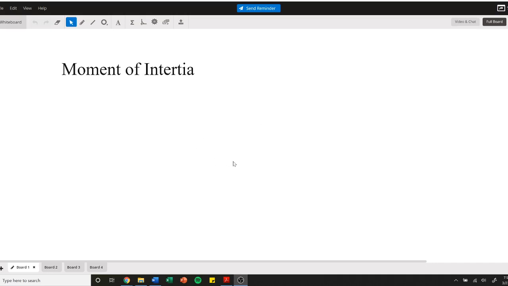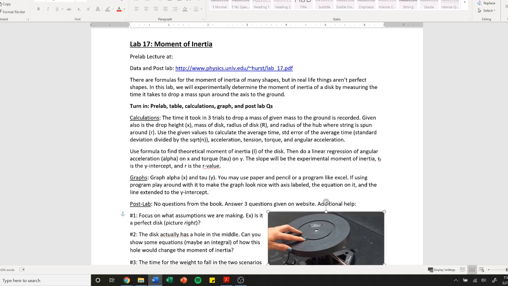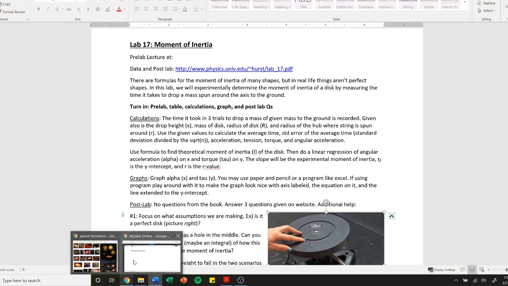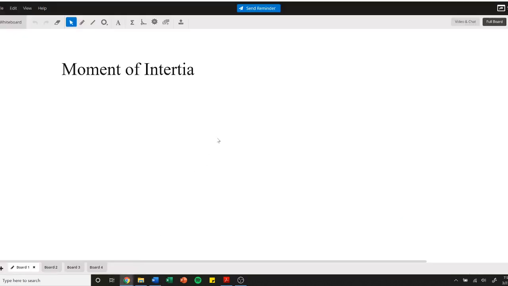So, moment of inertia. Make sure you look at the document and your lab book for detailed instructions. But I hope to provide some context and show you the equations we're going to use during this lab.